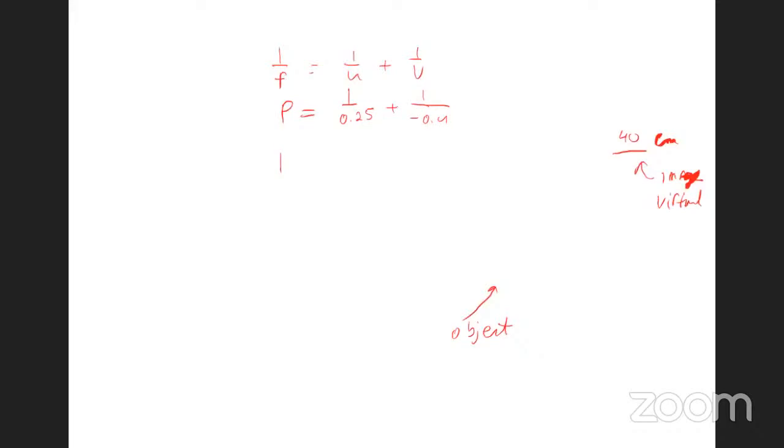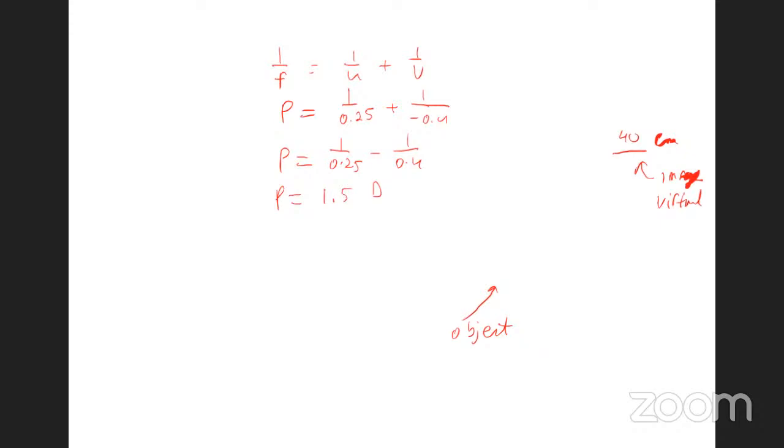So your power is equal to 1 over 0.25 minus 1 over 0.4. How much is that? How much? 1.5. So the power is 1.5 diopters. Are you okay with that?